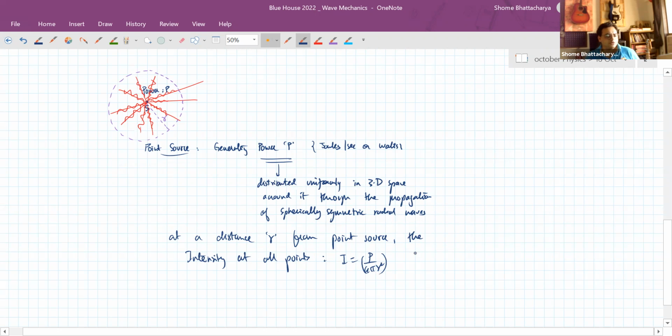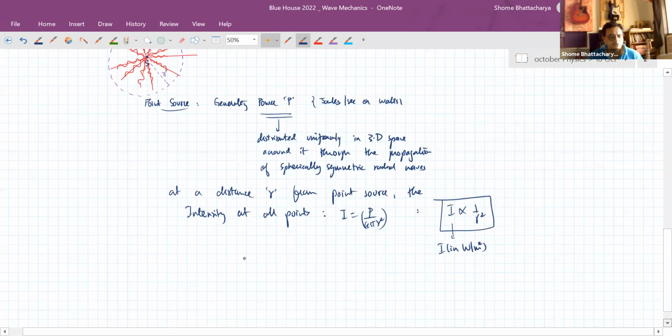So now you can see from this that the intensity is inversely proportional to r square. But remember, this is the intensity not expressed in decibel. This is the intensity expressed in watts per meter square, because you are dividing the power in watts by the 4 pi r square surface area in meter square. So if I double the distance, the intensity will become 1/4. If I half the distance, the intensity will become 4 times.